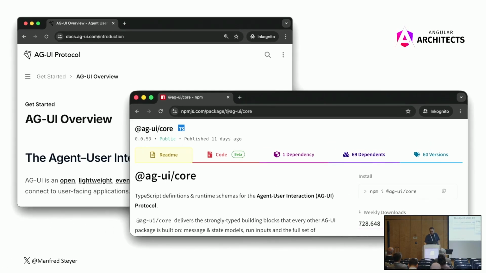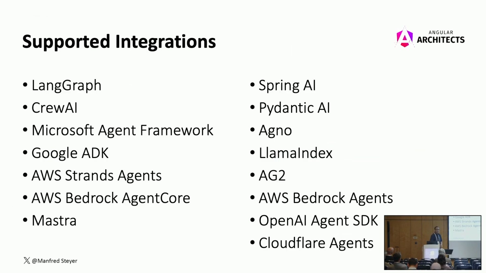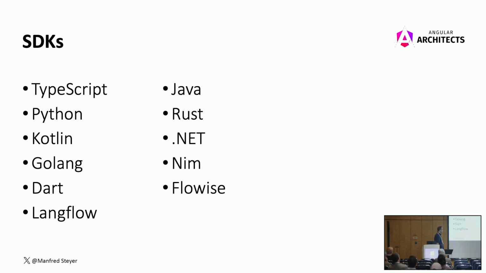And this is only the SDK for TypeScript. Besides this, we have support for a lot of other frameworks. Here you see a lot of frameworks, each and every framework for AI on the server side that is mainly used nowadays, like LangGraph, Crew AI, the Microsoft Agent Framework, Google ADK, Mastra, Spring AI, and so on. And here you see a lot of SDKs that are supported.